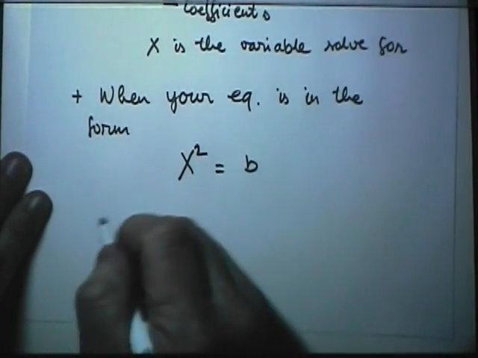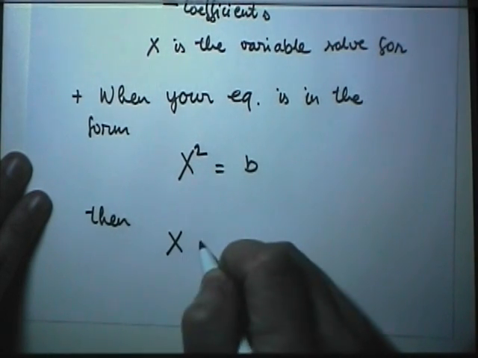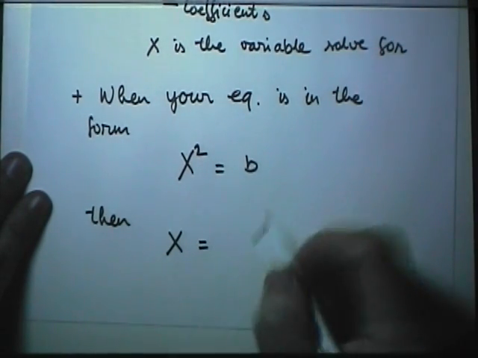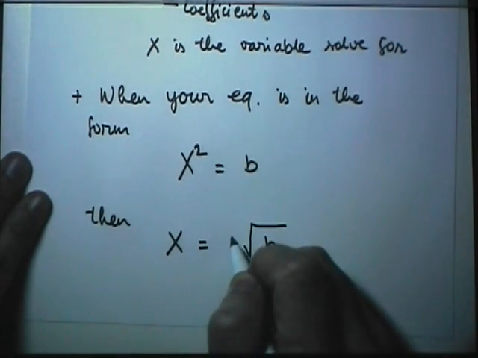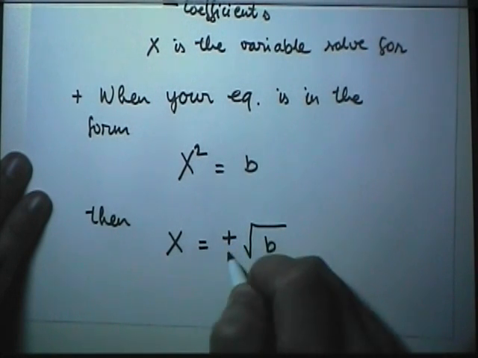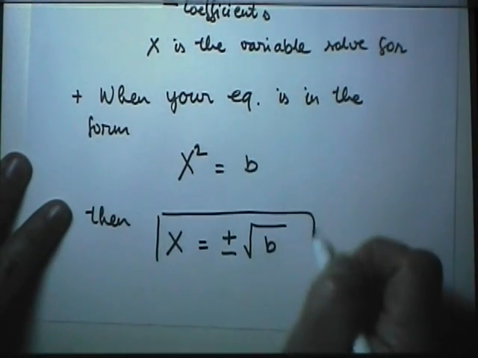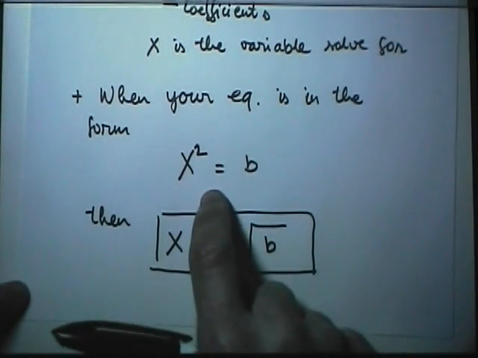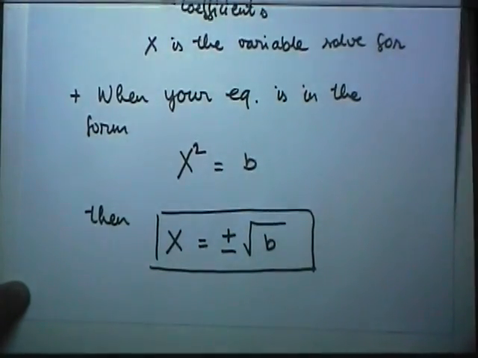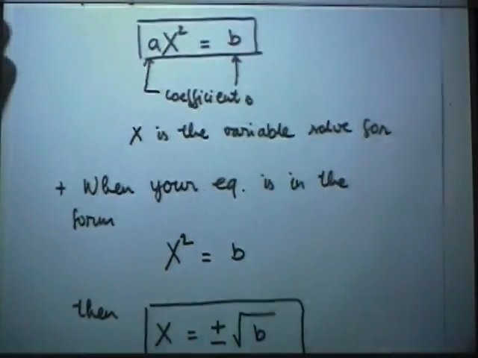Then to solve for x, all you have to do is take the square root of b on the right side. And not just one square root, we have to take two square roots: a positive square root and a negative square root. So we do x equals plus or minus the square root of b, and that is simply the square root property. Once again, this property can only be used for an equation that's simply ax squared equals b, right?